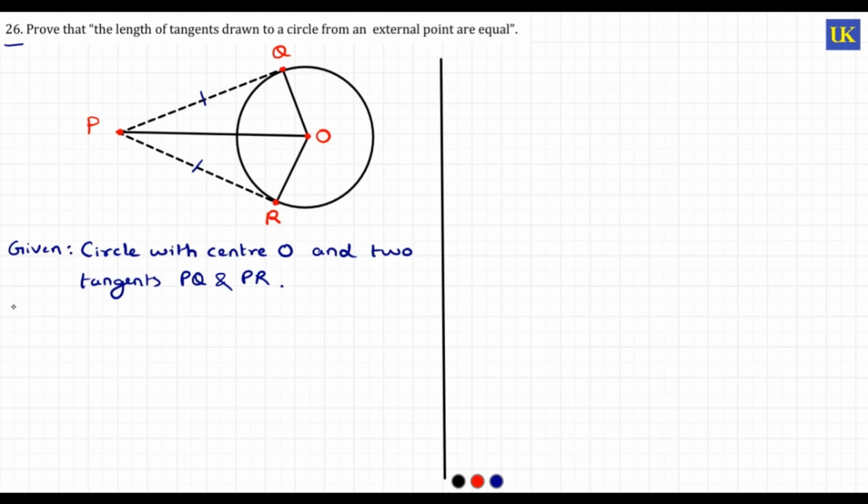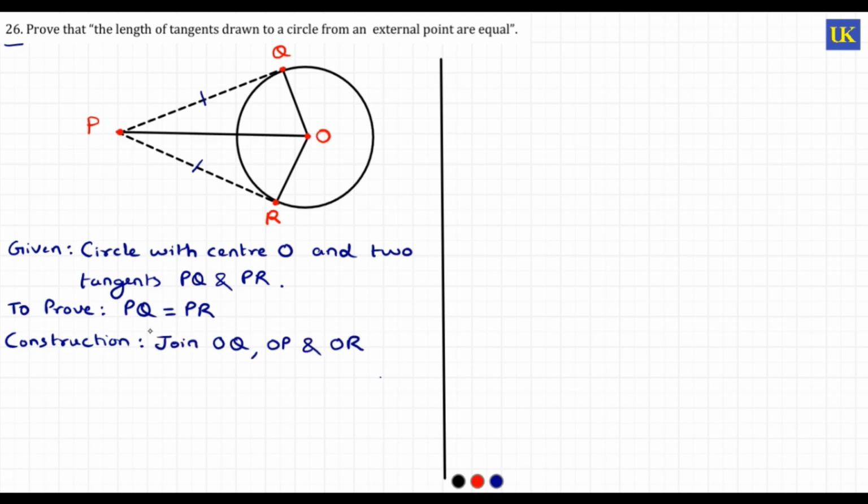Now what we have to prove, that we will write. We have to prove that PQ is equal to PR. So these two lines are equal to each other. That is what we have to prove. Then, is there any other construction we have done extra? Yes, of course we have done some extra construction. So in the construction part, we will say that we will join OQ, OP and OR. So this is the little construction we have done, and now we will start with our proof part.